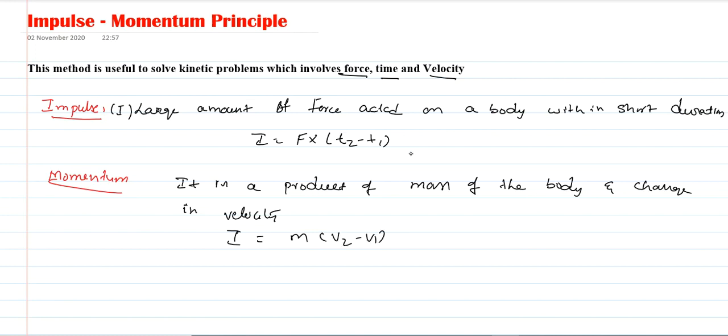So we need to prove these two equations are equal. Since I is equal to F into t2 minus t1 and I is equal to m into v2 minus v1, we need to prove these two are equal and check whether the equation is correct or not, right? For that I am going to consider a block of mass m, where this block has initial velocity v1, final velocity v2 and time interval from t1 to t2.